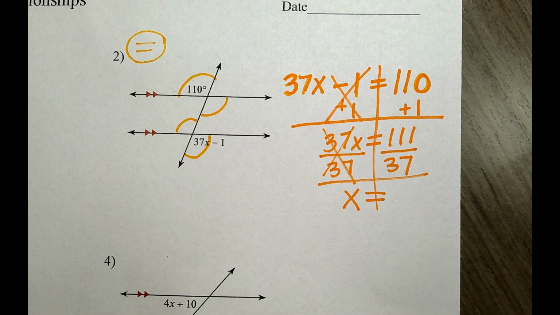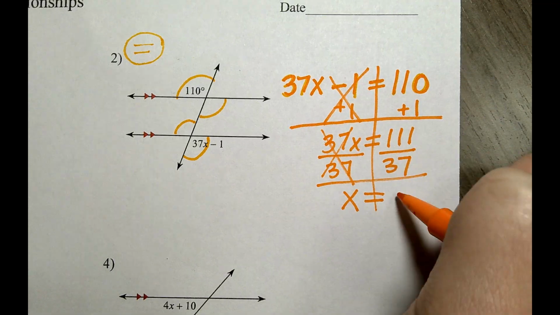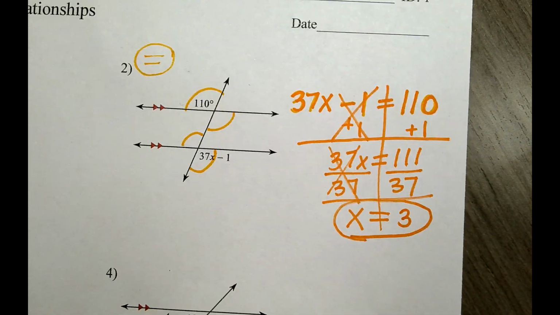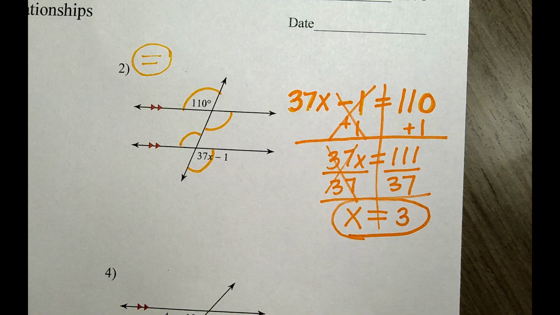My calculator went. Somebody tell me the answer. Should be 3. That sounds right. 111 divided by 37. Yep, 3. Perfect. X equals 3. Beautiful. All right, so that's number 2.